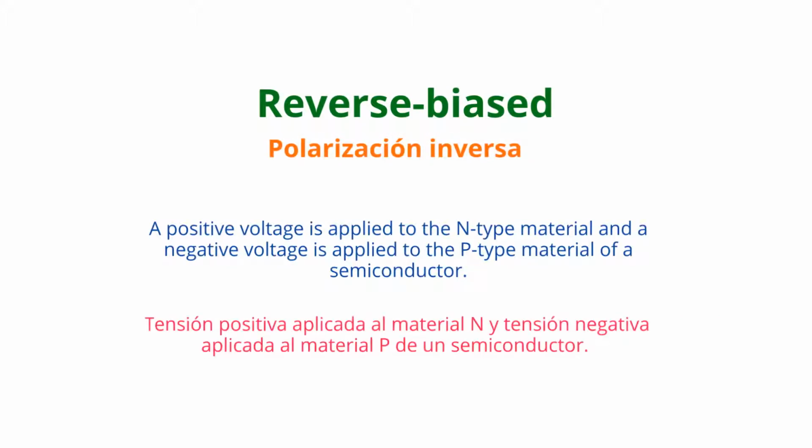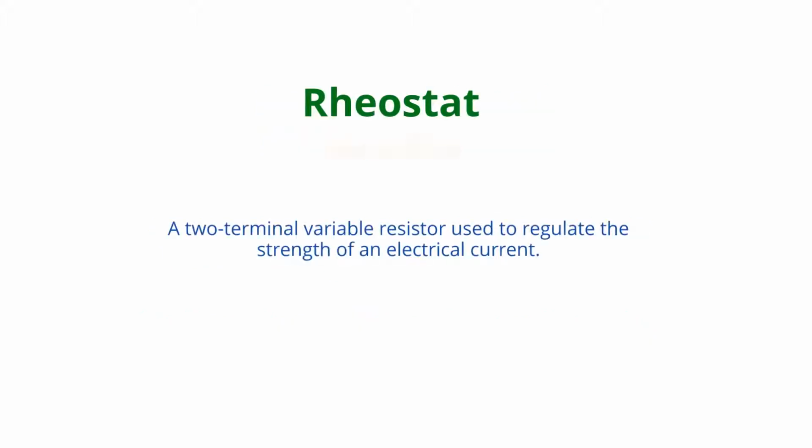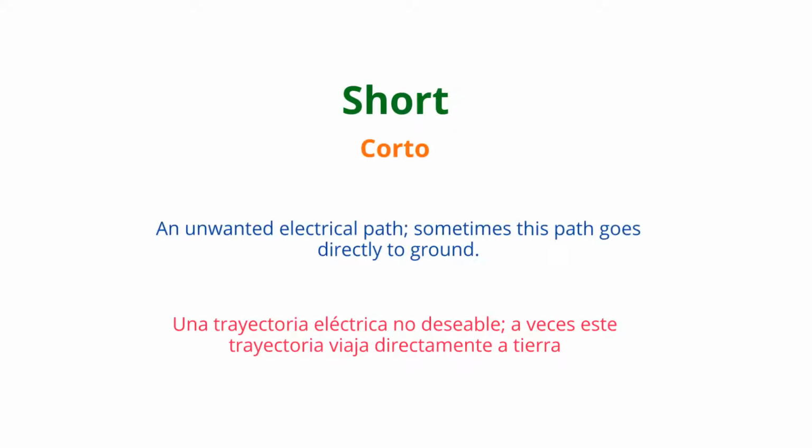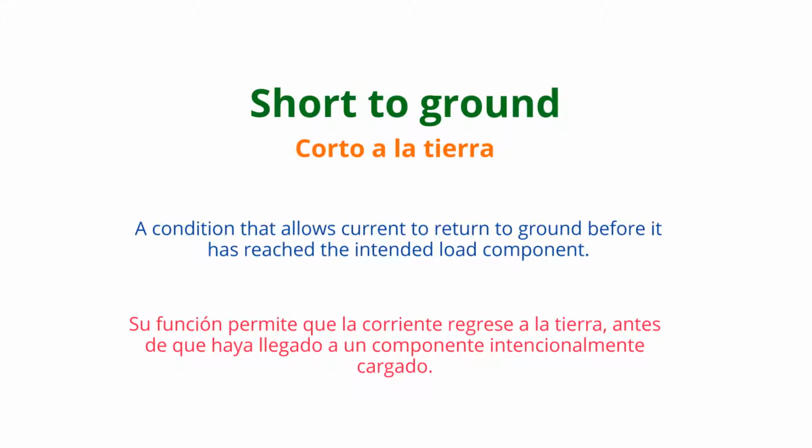Reverse biased. This refers to when a positive voltage is applied to the N-type material and the negative voltage is applied to the P-type material of a semiconductor. Rheostat. A two-terminal variable resistor used to regulate the strength of an electrical current. Short. An unwanted electrical path. Sometimes this path goes directly to ground. Short to ground. A condition that allows current to return to ground before it has reached the intended load component.